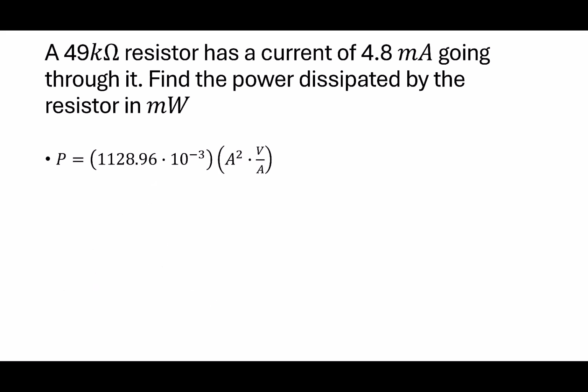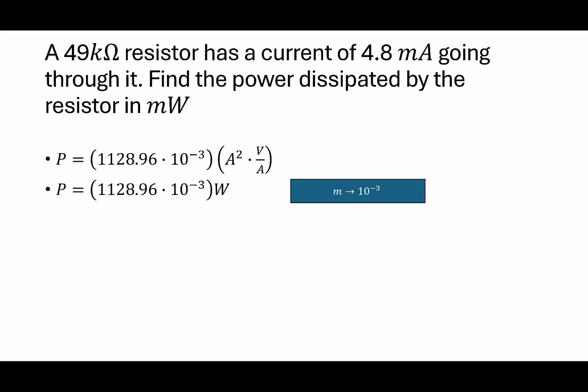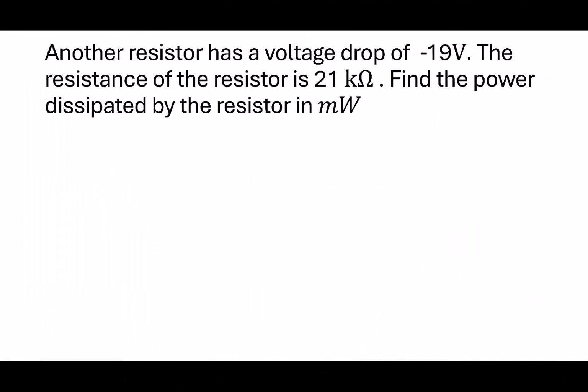We want our final solution in milliwatts. When we reduce the A's, canceling one of the A's from the A squared with the A from V over A, we end up with just AV, which is a watt. Remembering that 10 to the negative 3 is our prefix for milli, lets us incorporate the 10 to the negative 3 and the watts to give us our final solution of 1,128.96 milliwatts.